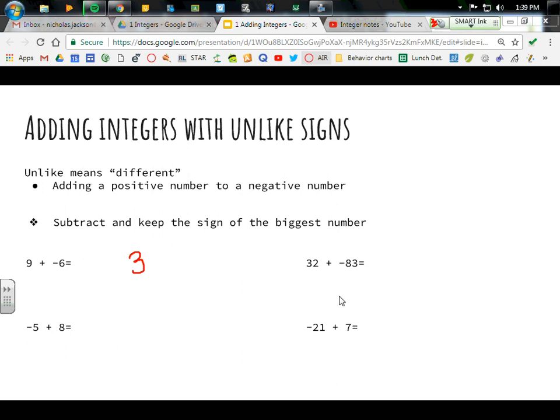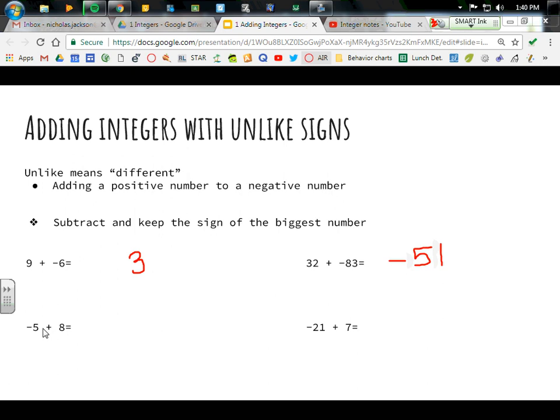All right, over here, we've got 32 plus negative 83. So to do a problem such as this, I would subtract 32 from 83. If I were to do that correctly, I would get 51. Now, which of my two numbers has the larger value? Negative 83 does. Therefore, my answer has to be negative. I have many more negatives than I have positives.